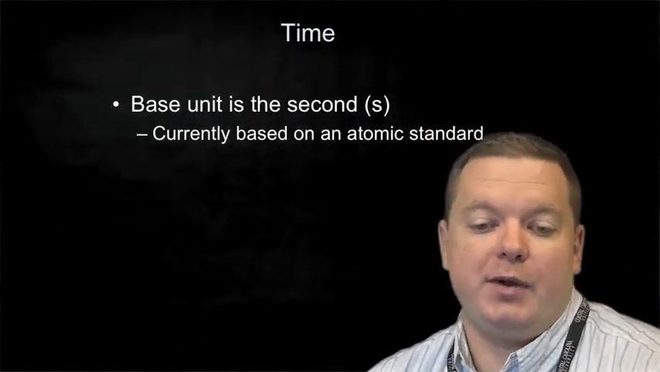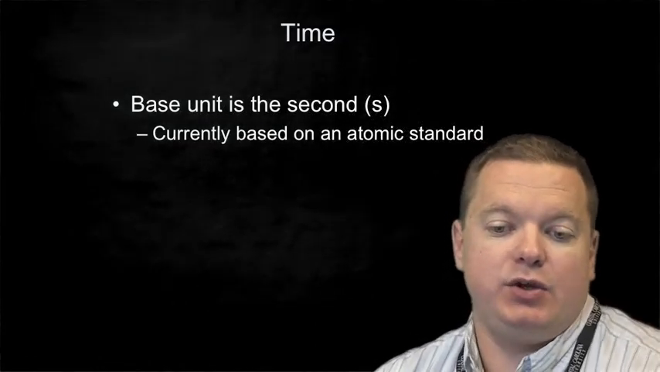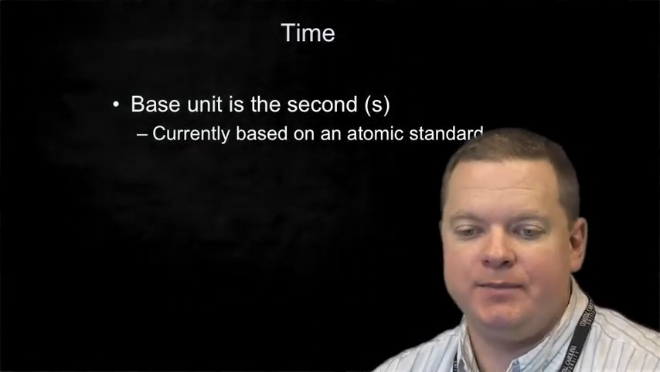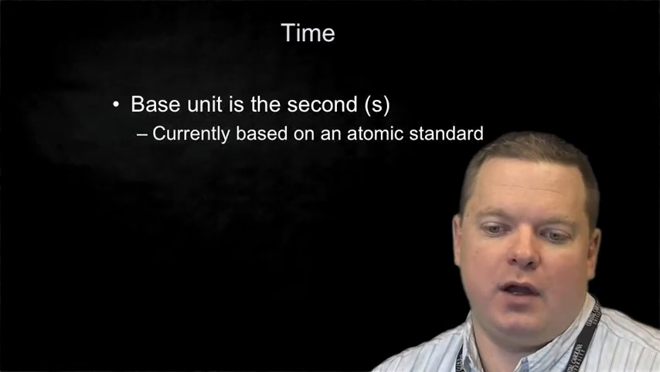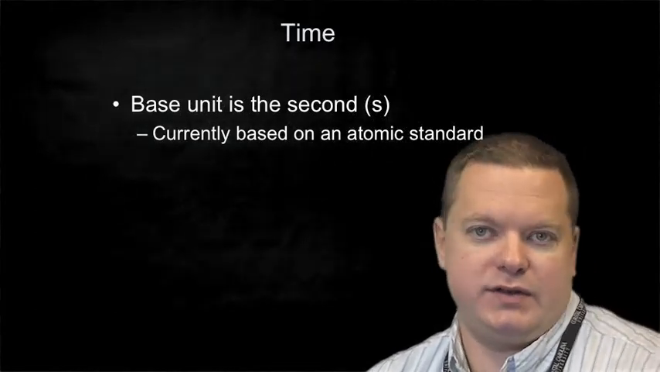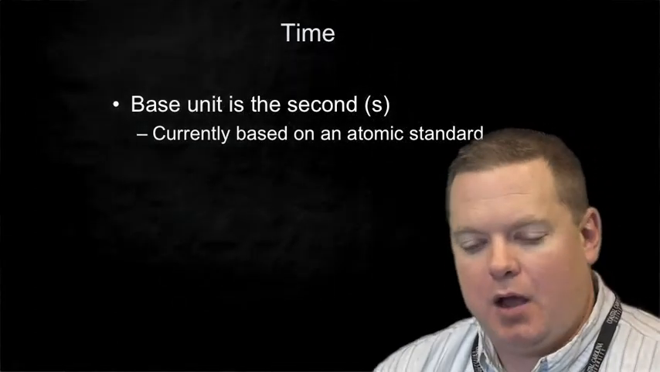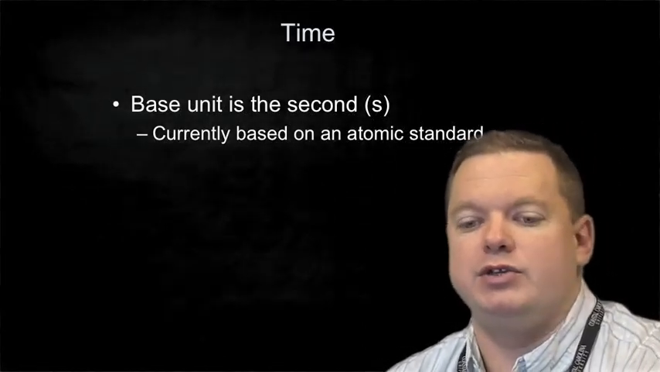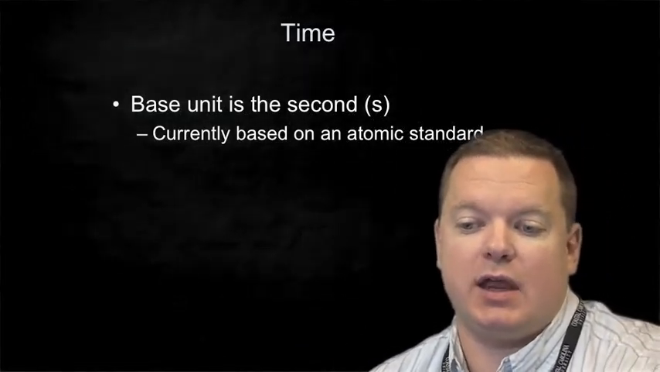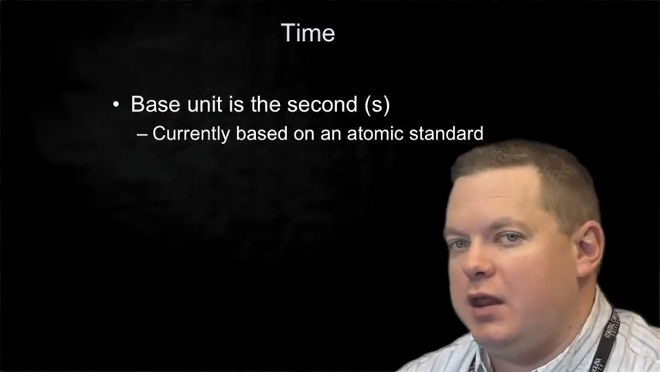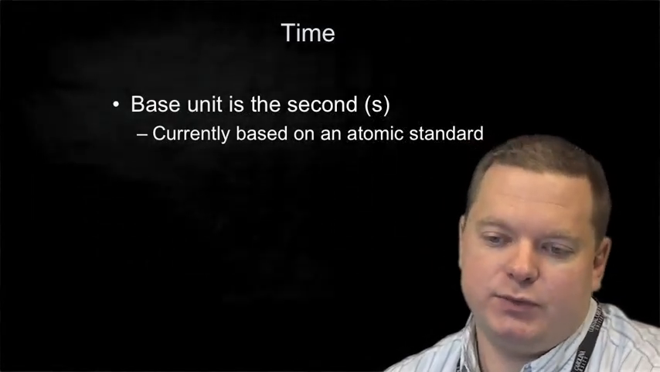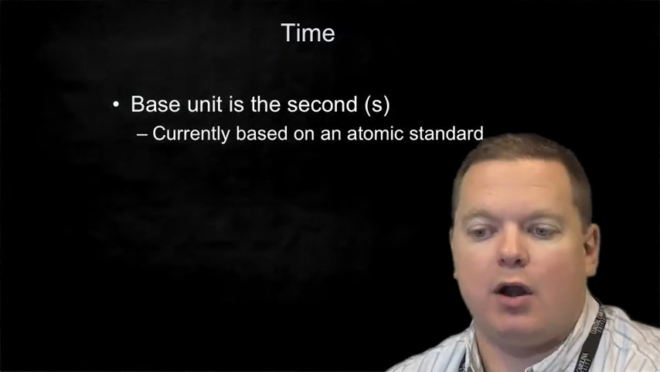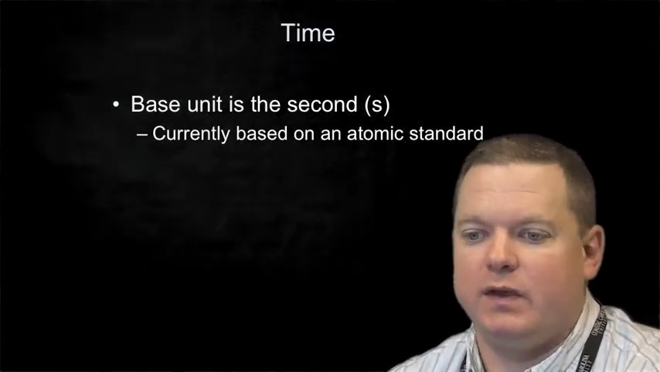The next unit we're going to talk about and work with frequently is time. The base unit for time is the second, and it's currently based on an atomic standard. We're looking at disintegrations of a compound, and the amount of time it takes for those disintegrations to occur is what we're basing the second on. It's far more accurate than the previous measurements we've had, but that's where our current unit of seconds is defined.